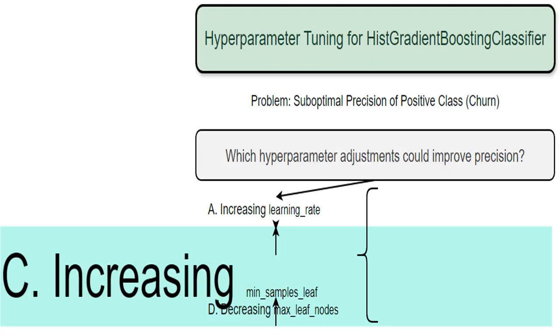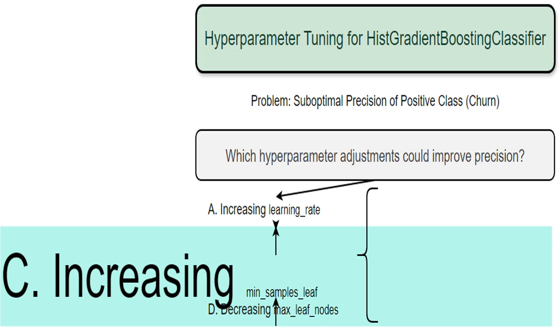I see, you're asking about increasing the min_samples_leaf parameter. Think of it like this. Each leaf in a decision tree represents a prediction. Increasing min_samples_leaf means you need more data points to form a leaf.